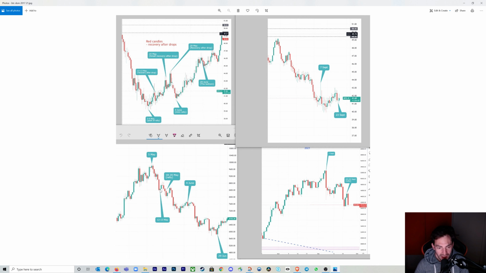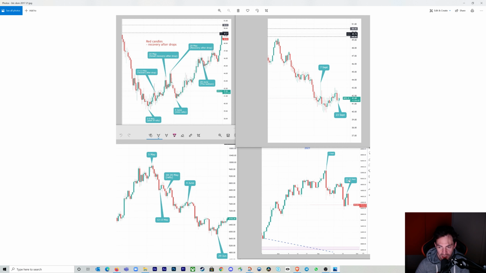So you'll notice when we had that mini rally, those 2 green days on the 12th and 13th of May, let's have a look to see what the dominance did. And you can see that we had here these 2 red days for the dominance. So the dominance dropped as the rally occurred. Now, we've seen a very similar thing here.